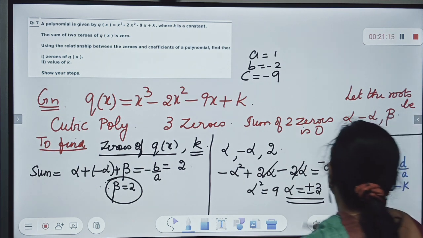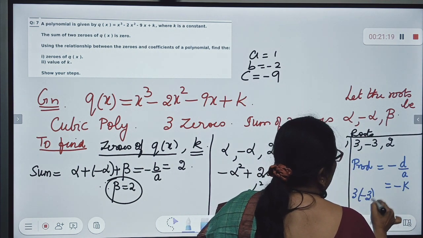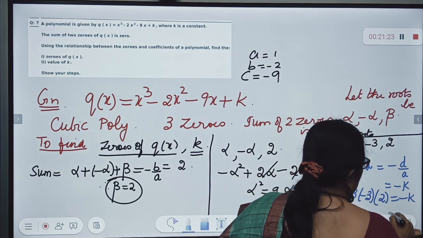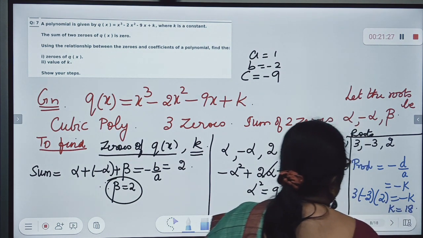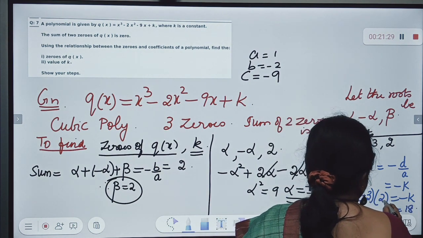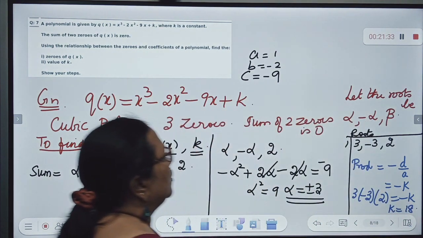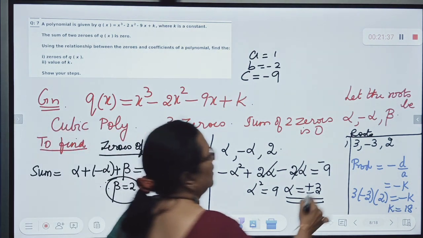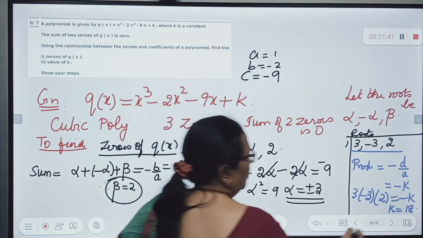So now what is the product of the roots? 3 into minus 3 into 2 equal to minus k. So k equal to 18. 3 into 3, 9. 9 into 2, 18. Both of them have minus sign. So k equal to 18. So we have found the roots and we have found the value of k. These are the roots and this is the value of k. I hope it's clear.